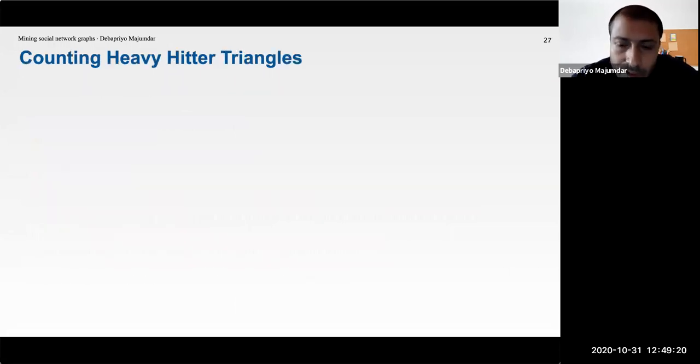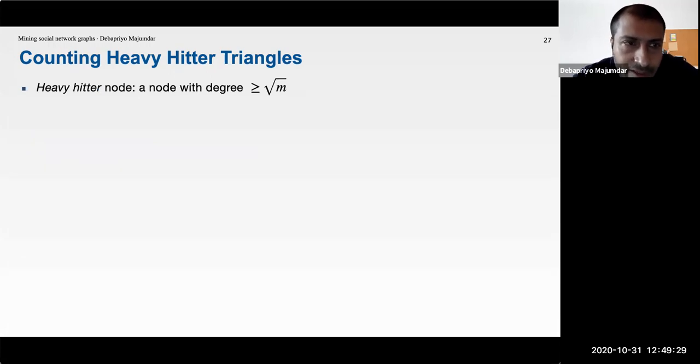Now next, first what we will do is count what we call the heavy hitter triangles. What are heavy hitter triangles? To know that, we first have to know what are heavy hitter nodes. Since there are m edges, a node will be called a heavy hitter node if the node has degree greater than or equal to root over m. So total number of edges is m. If a particular node has so high degree that it is more than square root of m, then we call that node heavy hitter. That means the node has a very high degree, basically a quantified definition.